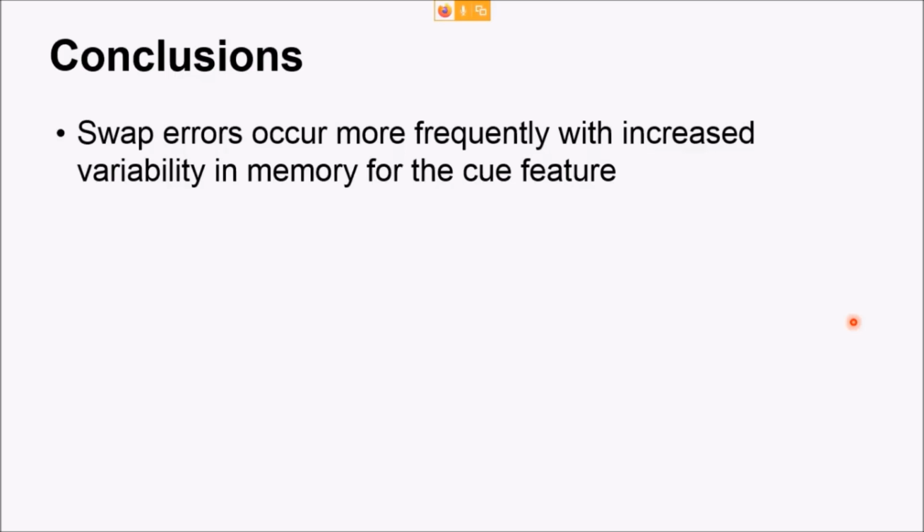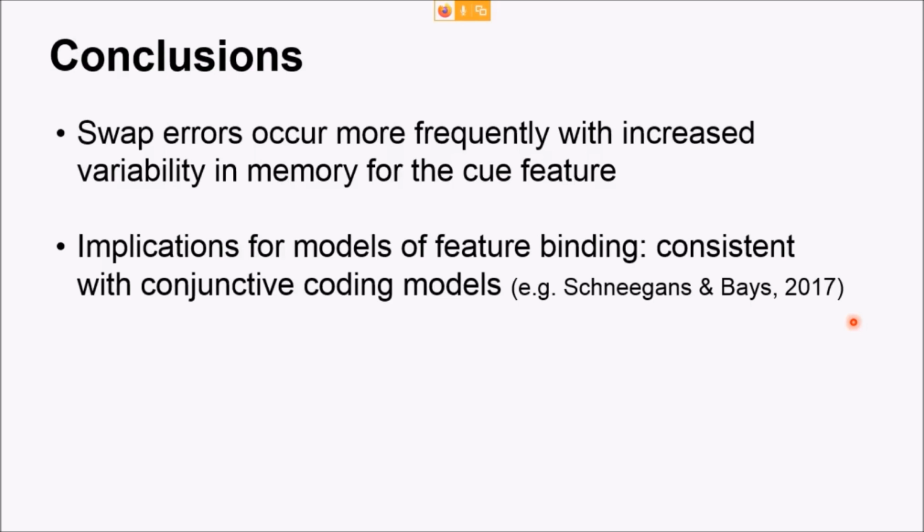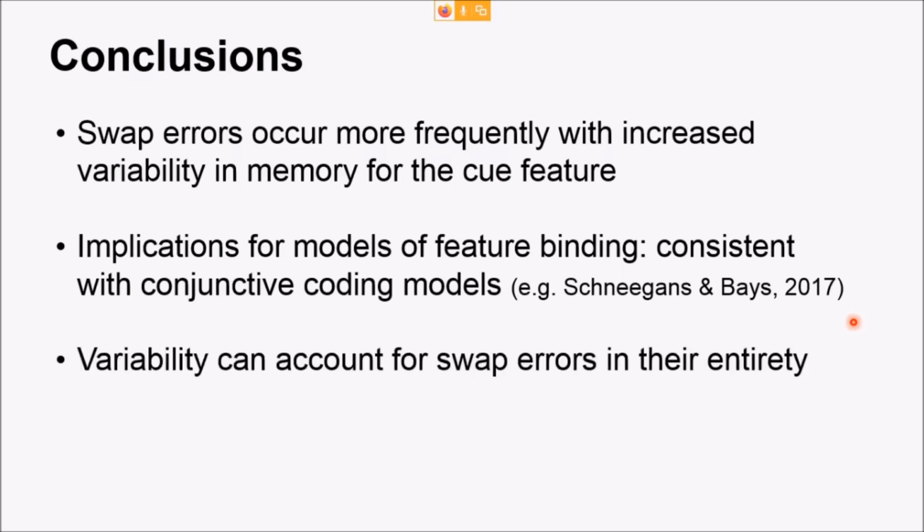So to conclude, both experiments support the feature variability account of swap errors. And this finding has important implications for models of feature binding, which should account for this process. The results also suggest that the feature variability account could explain swap errors in their entirety, and therefore the inclusion of occurrences of feature misbinding was not required to explain the results.